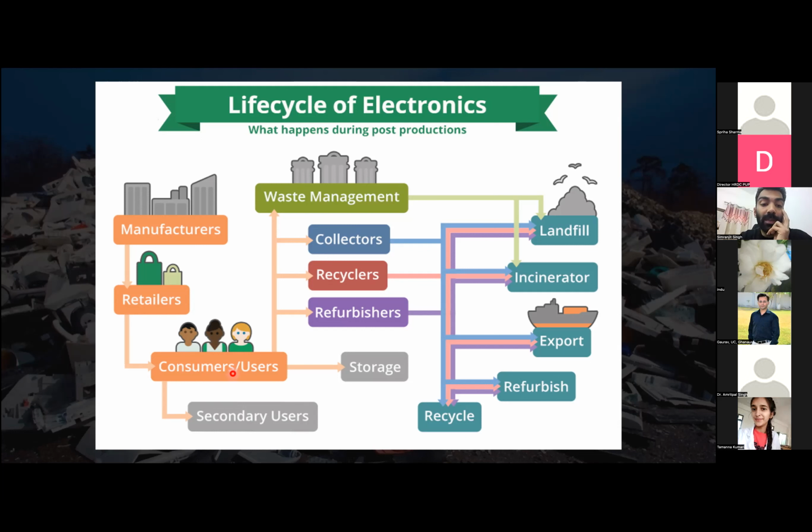Now what you do, once according to you your stuff has become e-waste? You give it to a secondary user, right? Secondary user, you can give it to a relative, you can give it to somebody else who wants to use it.